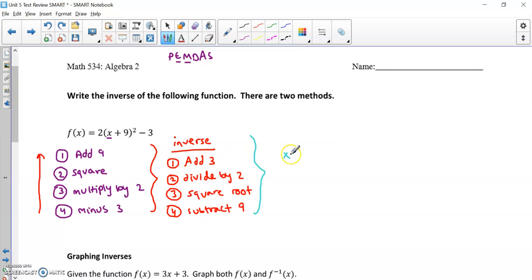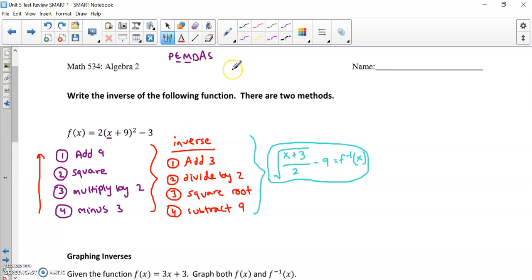So step 1, add 3. Step 2, divide by 2. So we're going to divide everything here by 2. Step 3 is to square root. So everything here needs to be square rooted. And the last step is to subtract 9, so just on the outside here, we'll subtract 9 from everything we had. So this is my final answer. Technically, I should have that inverse notation on the end there.